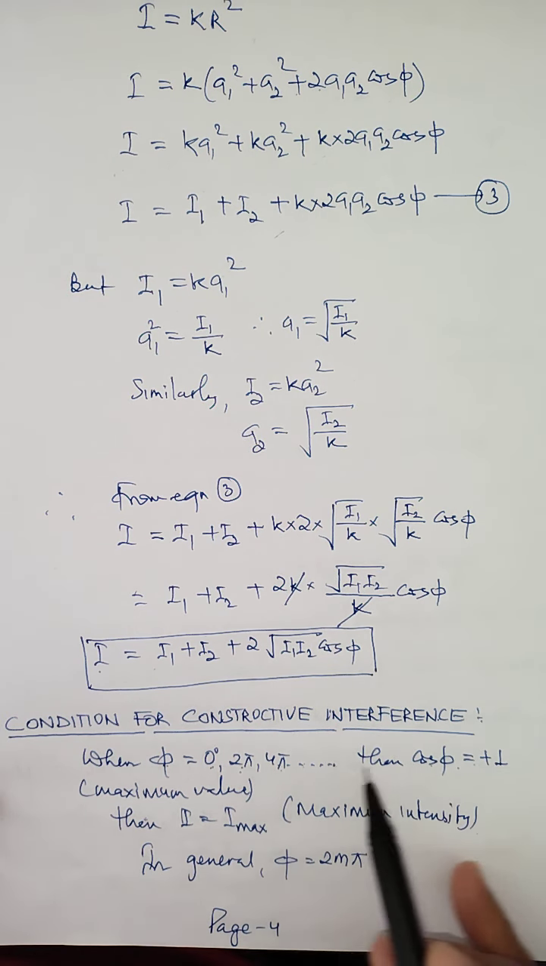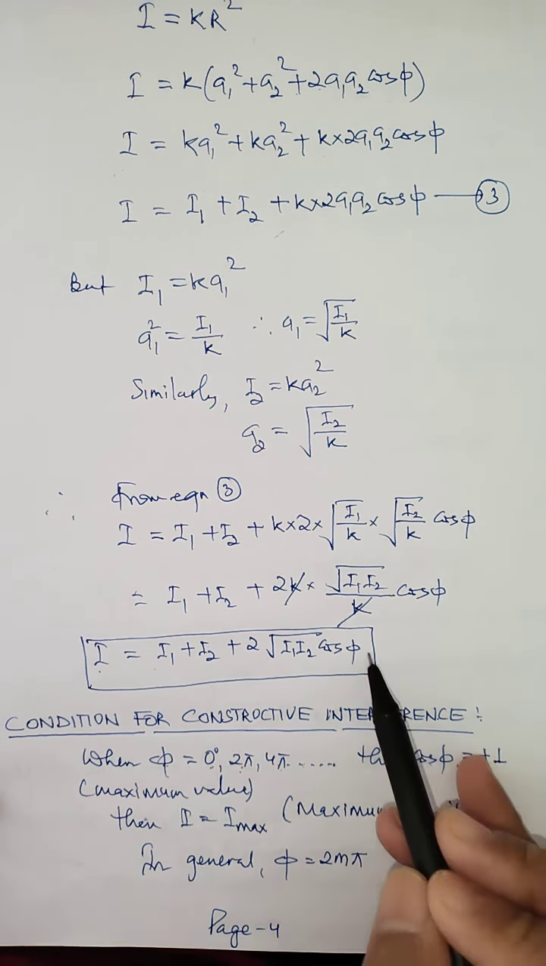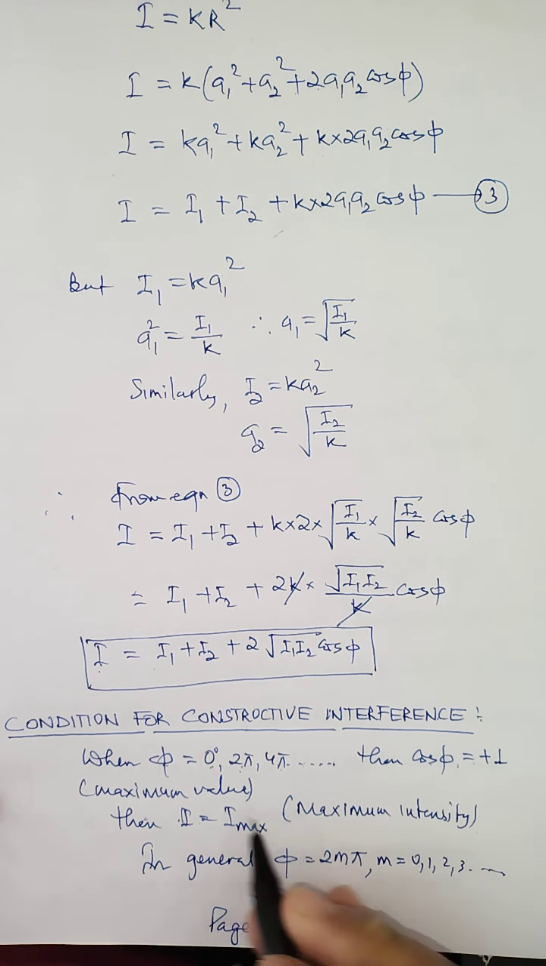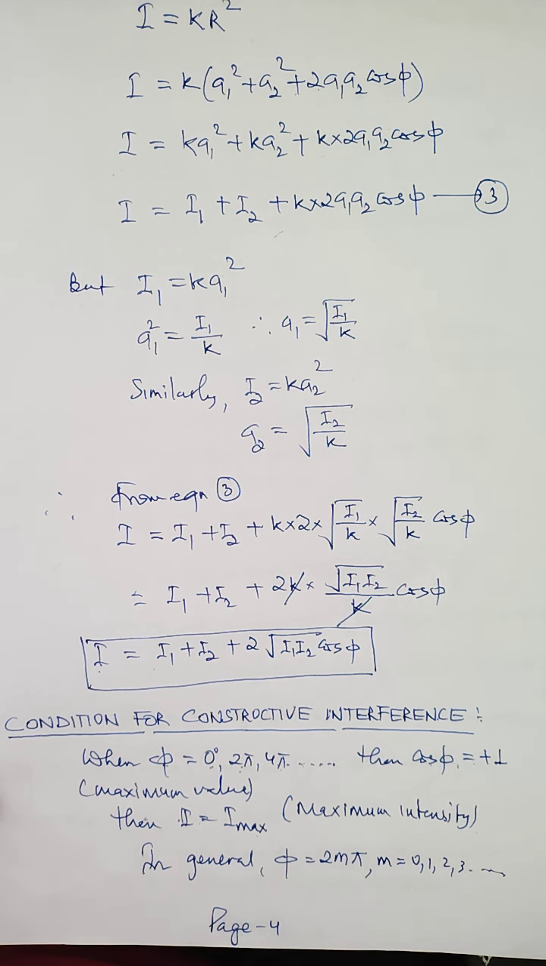And you know plus 1 is the maximum value of cos phi. So when cos of phi is plus 1, the maximum value, then intensity also becomes maximum. That is, I also becomes I max. So that means we get the maximum intensity. Which means in general, when phi is 2 m pi, where m starts from 0, 1, 2, 3 and so on, then we always get intensity maximum.